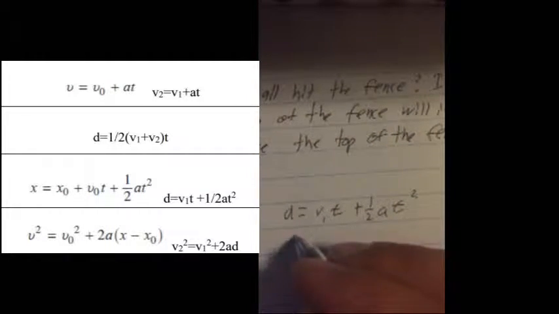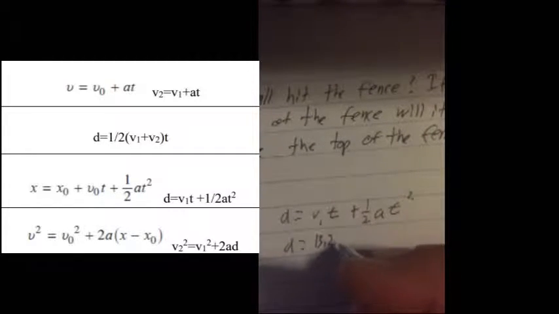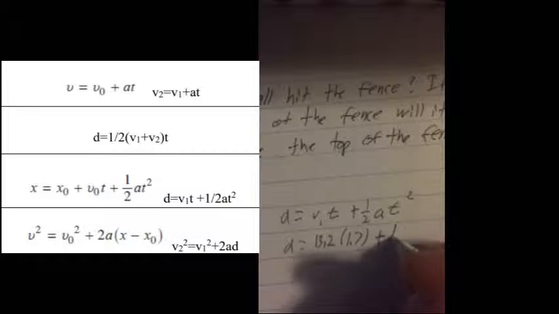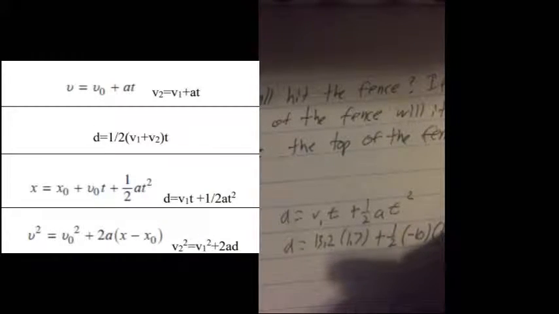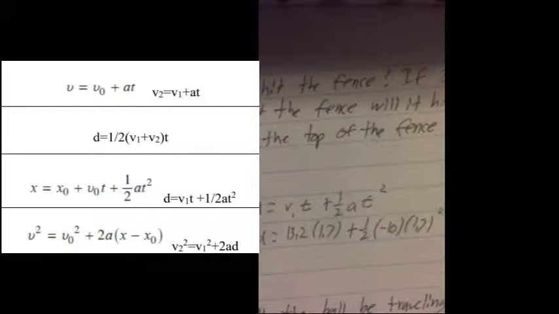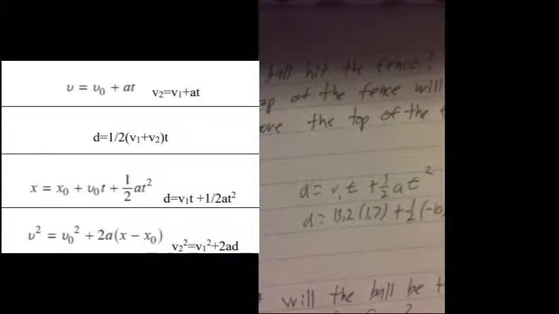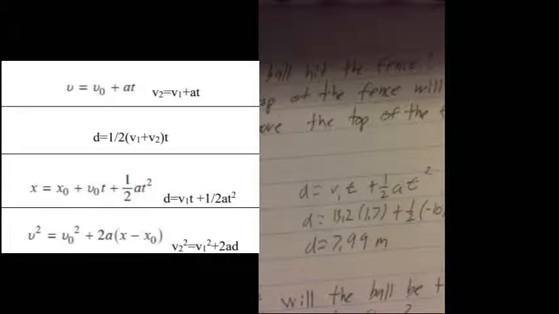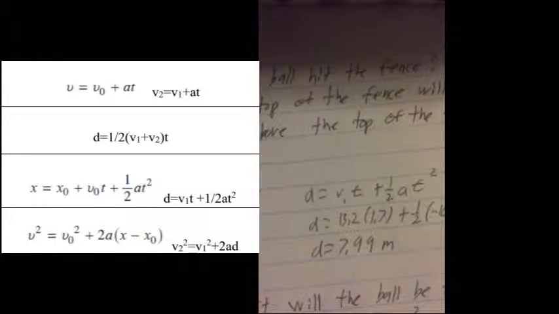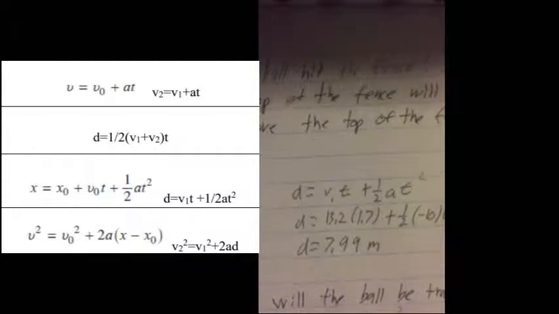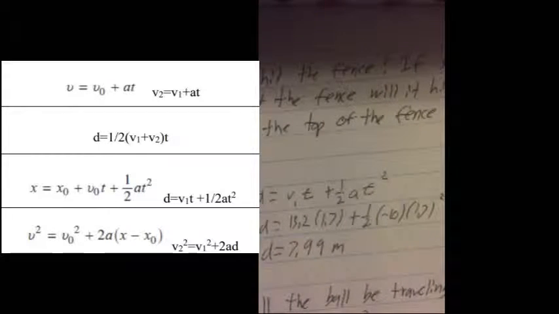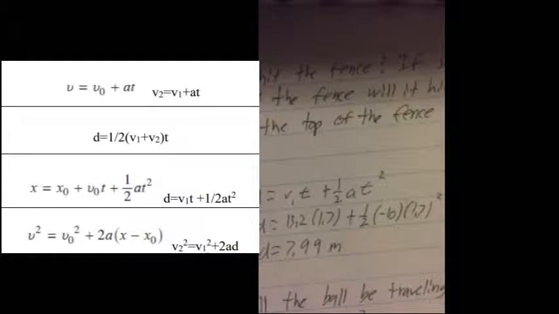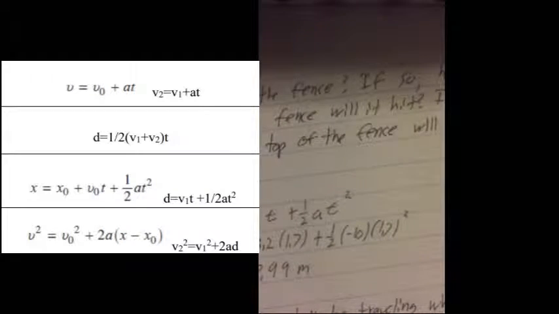So we plug everything in. d is equal to 13.2 times 1.7 plus 1/2 times negative 10 times 1.7 squared. Just plug all that into your calculator and you will get d is equal to 7.99 meters. Almost 8 meters. That's pretty crazy. So we know that the fence is 3 meters high. Obviously, if it's going almost 8 meters high and the fence is 3 meters high, it's going to go above it, not into it.